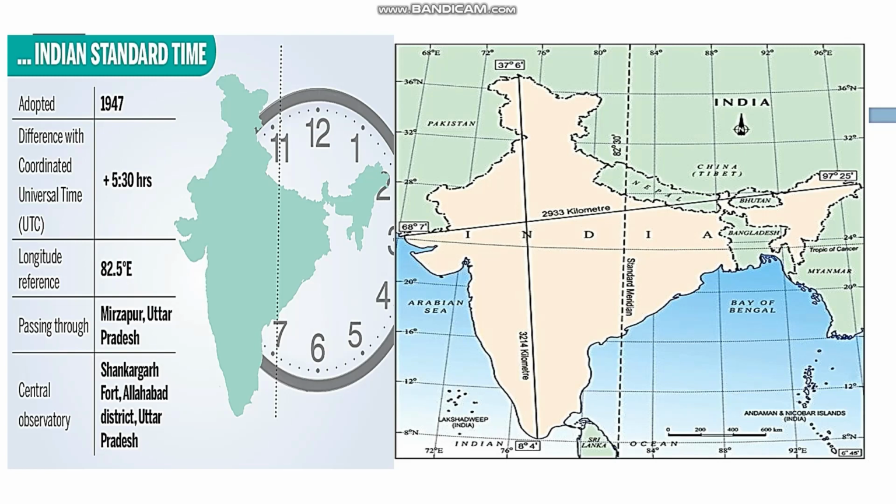And the longitude reference is 82.5 degrees east, or 82 degrees 30 minutes east longitude, which is taken for the Indian Standard Time. And this longitude passes through Allahabad of Uttar Pradesh. That is exactly over the Central Observatory, which is situated in Shankargarh Fort, Allahabad district, Uttar Pradesh.